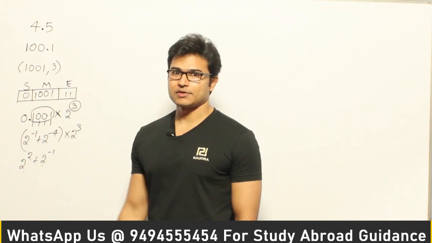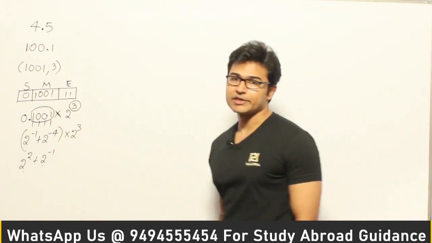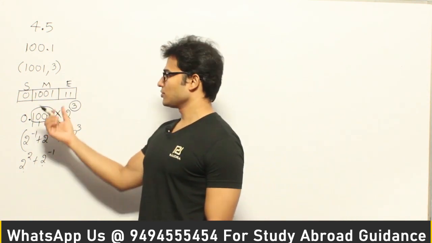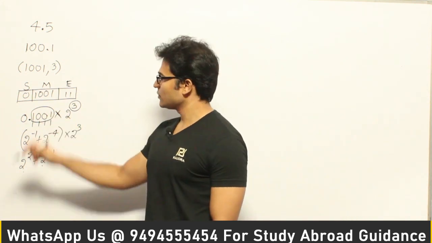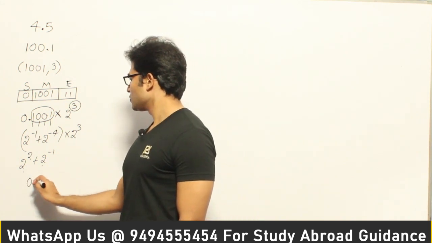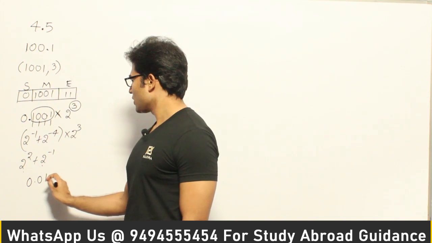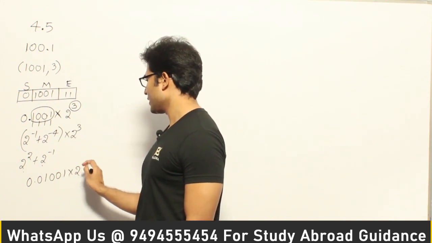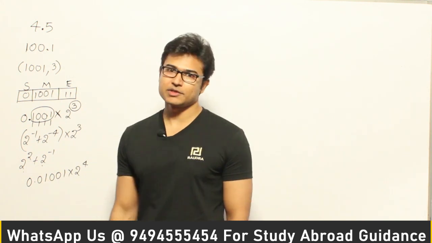So, simple representation. But there is a problem with this representation. The reason is, if you don't have any other rules and you directly use it this way, then I can come up with one more representation: 0.01001 into 2 power 4. Again I am going to get the same number for this representation.